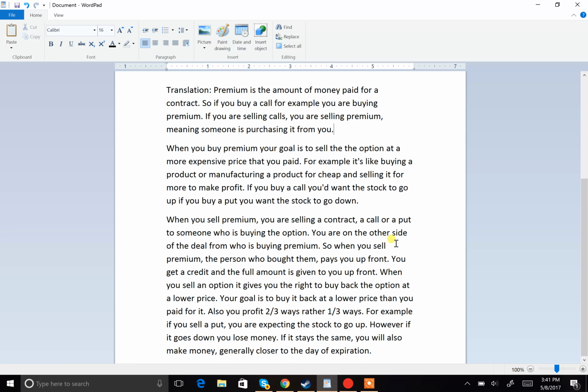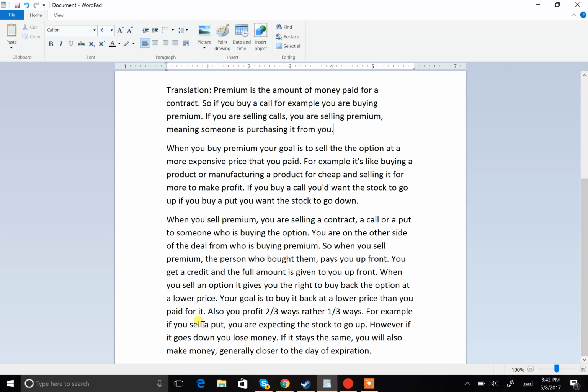So when you sell premium, the person who bought it pays you up front. That's why it's called a credit. When you sell an option, you're getting a credit, so that money comes to you up front. The entire worth of that option comes to you up front. Basically, you get a credit and the full amount is given to you up front.